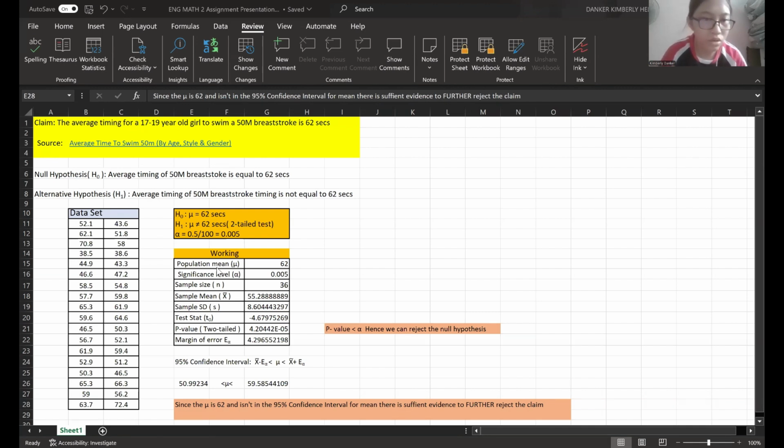So over here, I just copied down the mu and the significance level alpha, which I found by taking 5% divided by 100. So yeah, 5%, which will be 0.005.